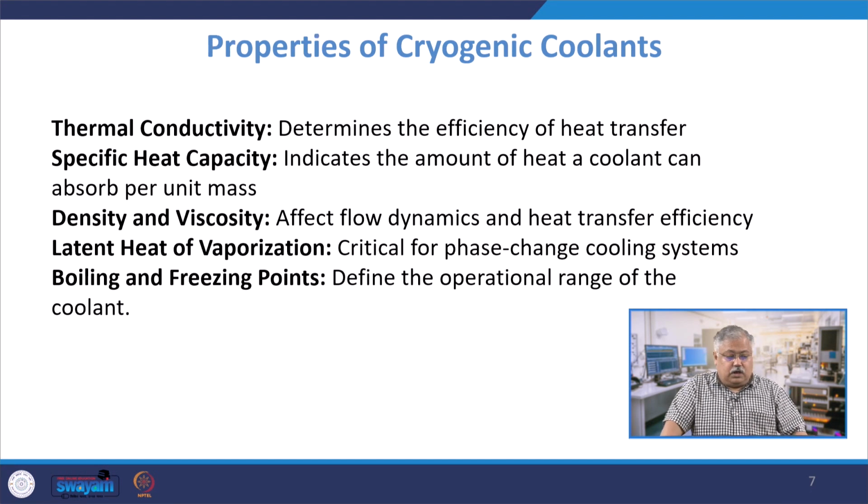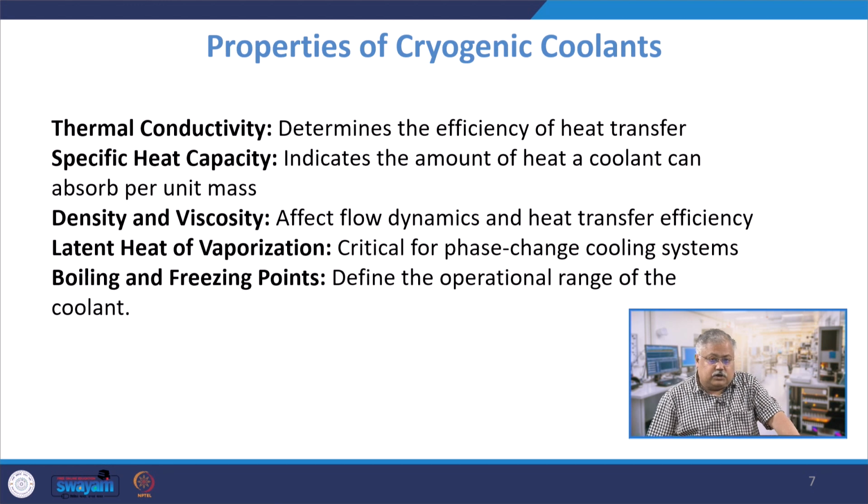So, let us quickly go through the properties of cryogenic coolants. Typically, the thermal conductivity is much higher, and therefore they have much better efficiency of heat transfer from point A to point B. They can carry the heat and move it from point A to point B. There is the specific heat capacity, which indicates the amount of heat a coolant can absorb per unit mass. So, if I have a mass available and I want to remove heat out of it, then I put a coolant, and how much heat it extracts per unit mass is defined as my specific heat capacity, right.